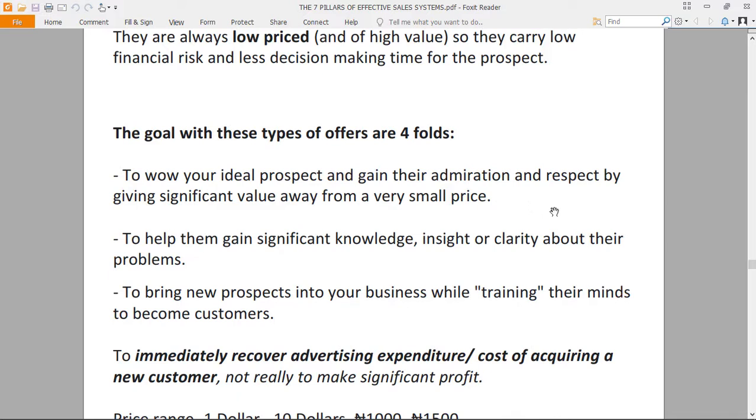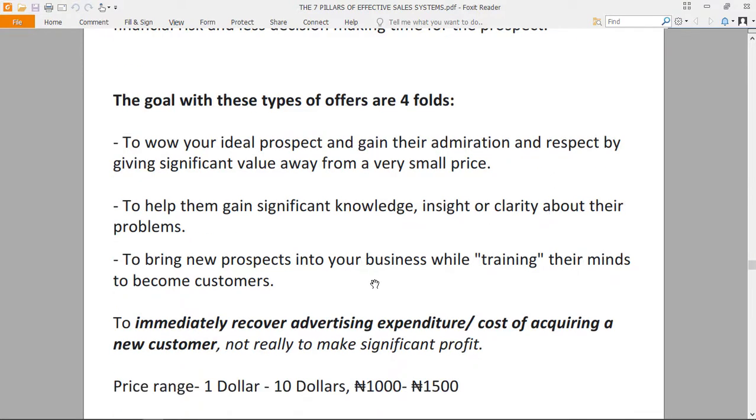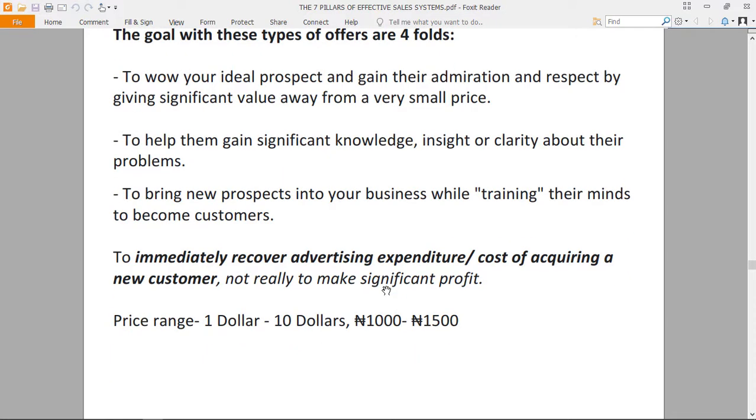So, the fourth and the weightiest reason is to immediately recover advertising expenditure. You've spent money on advertising to get access to these people. You want to recover your cost back. This is one of the strong reasons we use tripwire or entry level offers, to recover your cost of acquiring a new customer. So you can see the goal here is really not to make significant profit. That comes at the back end.